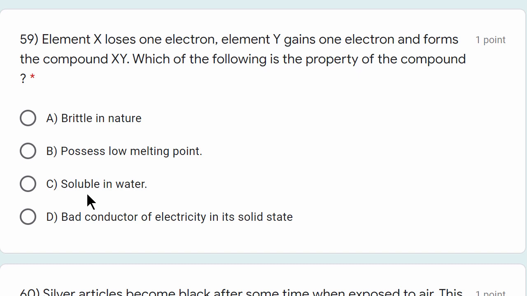59th is an interesting question. The question is actually wrong, but let's understand what the question is. The element X loses one electron, element Y gains one electron and forms a compound XY. So take sodium and chlorine. Sodium loses one electron, chlorine gains one electron, it forms the compound sodium chloride. You can think of XY as sodium and chlorine. Which of the following is the property of the compound?